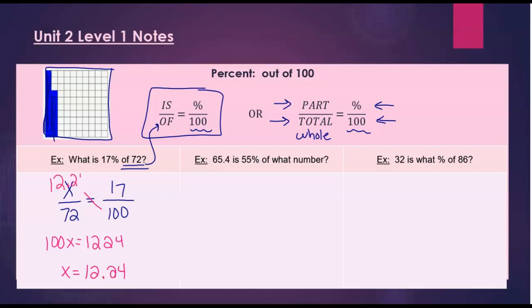So 12.24 squares are shaded out of 72, and that's equal to the same amount of shading with 100 squares with 17%. Shortcut, 17% of 72. 17% as a decimal is 0.17. Of in math means multiply. So I'm going to multiply that by 72. What's 17% of 72? If we do 0.17 times 72, I get 12.24 again. So that is a shortcut on the side if you're ever looking for the is.